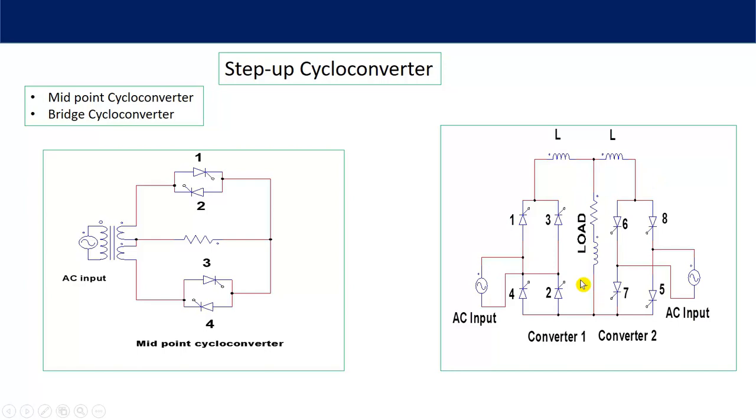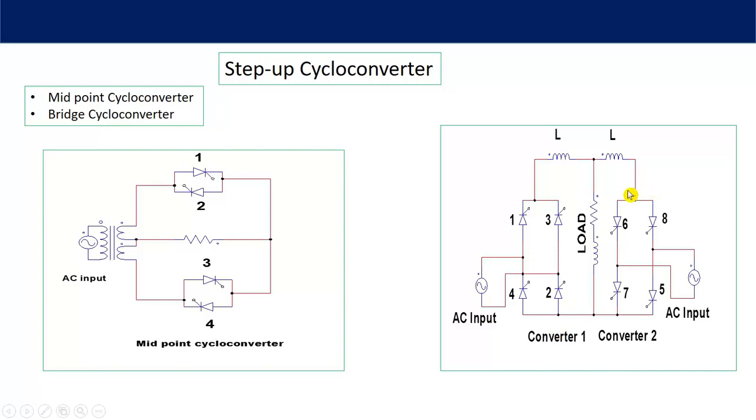Based on the type of the load, firing angle more than 90 degree you will get negative output voltage. Firing angle less than 90 degree you will get positive output voltage. Now suppose for positive half cycle at 30 degree firing angle, 1 2 will conduct, then at pi plus 30 degree 3 4 will conduct, and you will get positive output voltage across the load, and the polarity across this point will be positive and here it is negative.